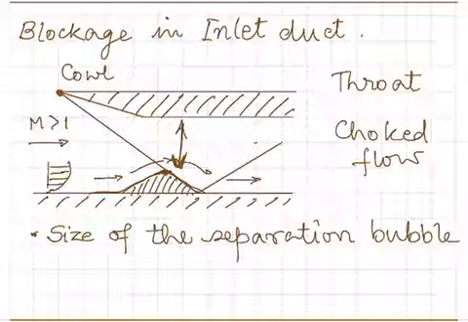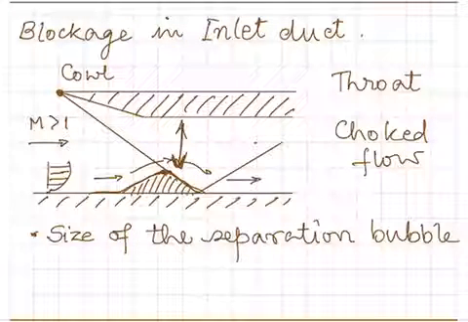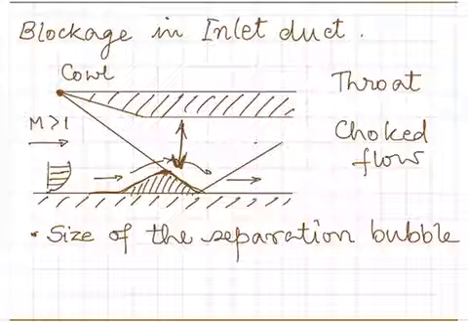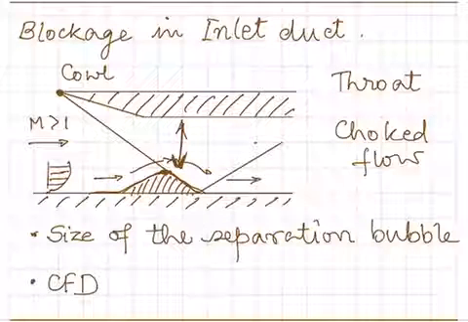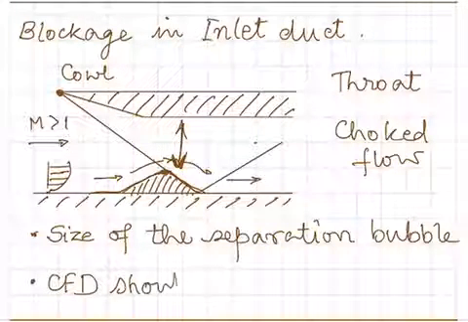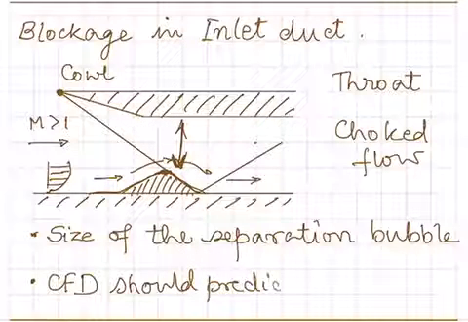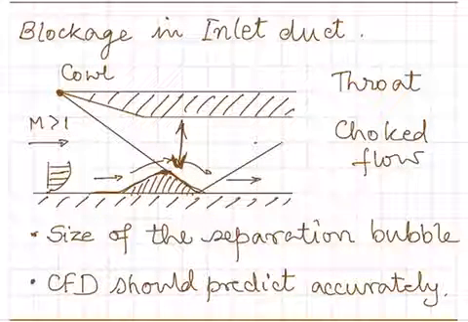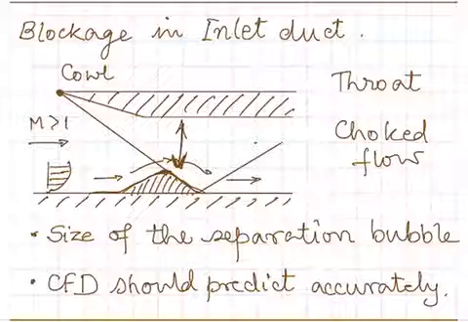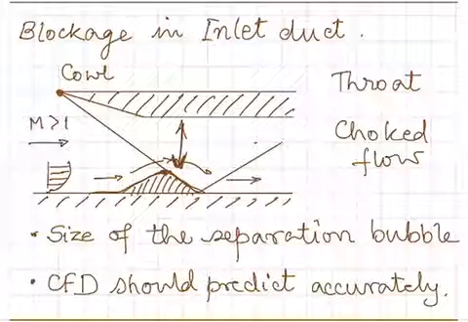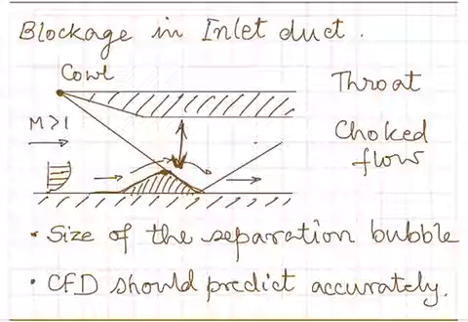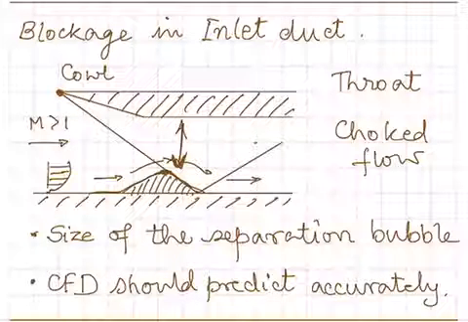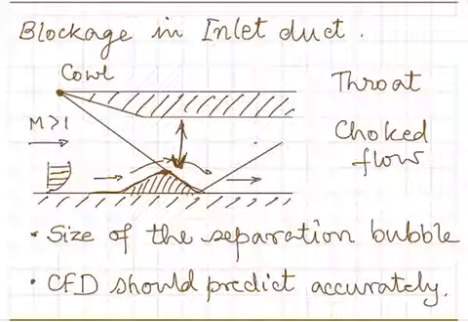We need to know that a priori, so that during operation we can account for it and make sure that the engine does not stall or unstart because of that. What we need our CFD tools to do is predict the separation bubble size accurately. And this happens to be a major challenge, especially when the flow is turbulent, and that leads to a whole area of research where people are trying to develop tools which can predict the size of flow separation in shock boundary layer interaction accurately.